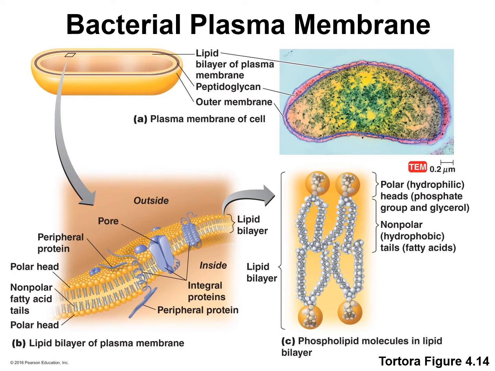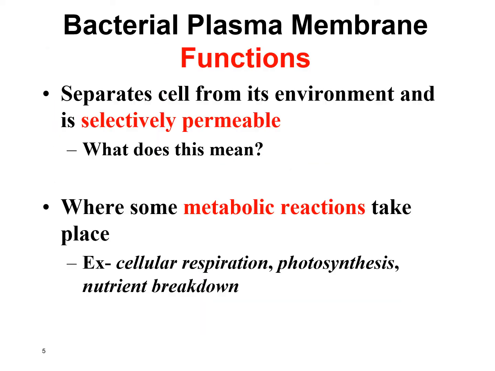The bacterial plasma membrane is very similar to the plasma membrane in eukaryotic cells. It is made of a phospholipid bilayer, which has proteins and carbohydrates in it. The functions of the bacterial plasma membrane are very similar to the function of the plasma membrane in eukaryotic cells. So it is selectively permeable. It's a barrier that's going to separate what's inside the cell from what's outside. And being selectively permeable means that the membrane is going to control what goes in and out of the cell.